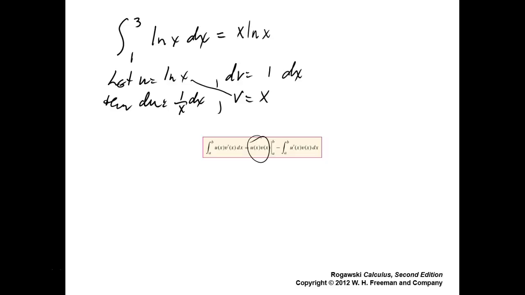Sure enough, if you write it the other way, log x times x, you might think it's log of x times x. That's not what it is. It's log x times the function x, which is clear if you put it x log x, right? Reverse the order, just to make it clear. But you're going to evaluate that from 1 to 3.